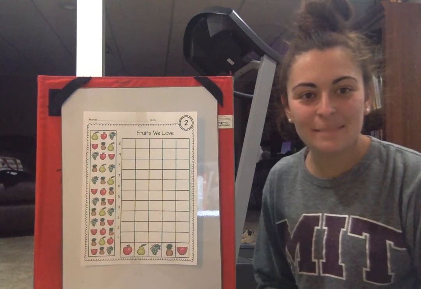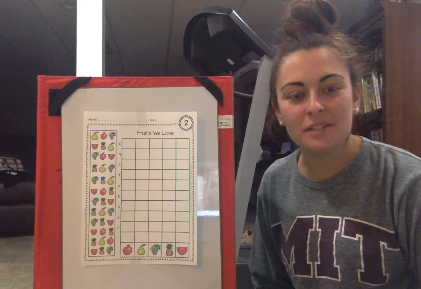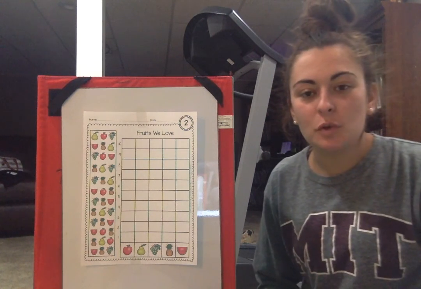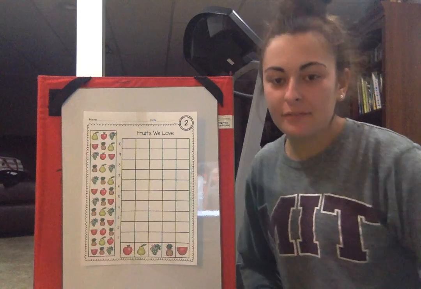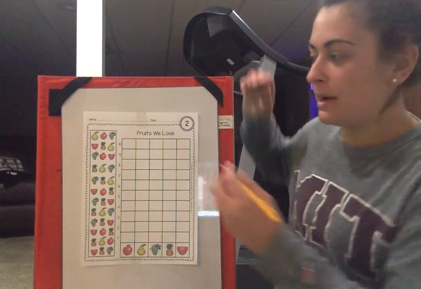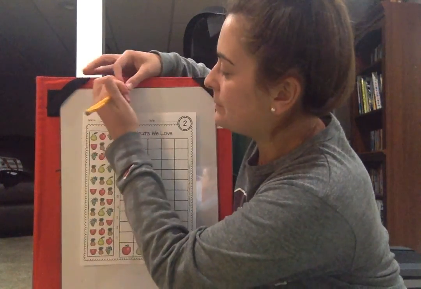Hi kindergartners, it's Miss Madison, and today we are going to do graphing for our math lesson. So we are going to graph fruits that we love. So the title is Fruits We Love. The first thing I'm going to do is write my name on the top.